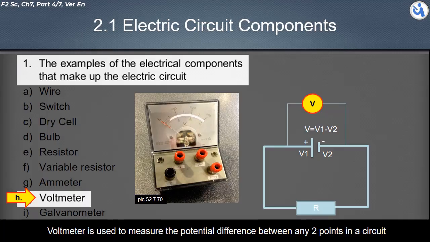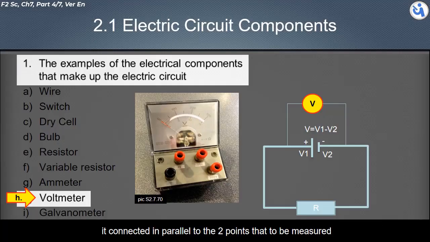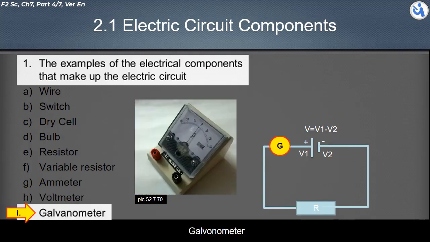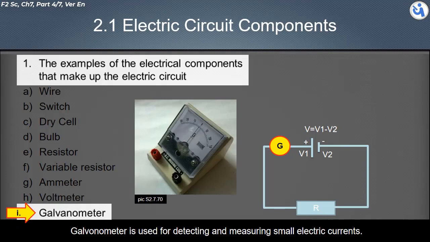Voltmeter: a voltmeter is used to measure the potential difference between any 2 points in a circuit. It is connected in parallel to the 2 points to be measured. Galvanometer: a galvanometer is used for detecting and measuring small electric currents. It is connected in series with the circuit during the measurement.